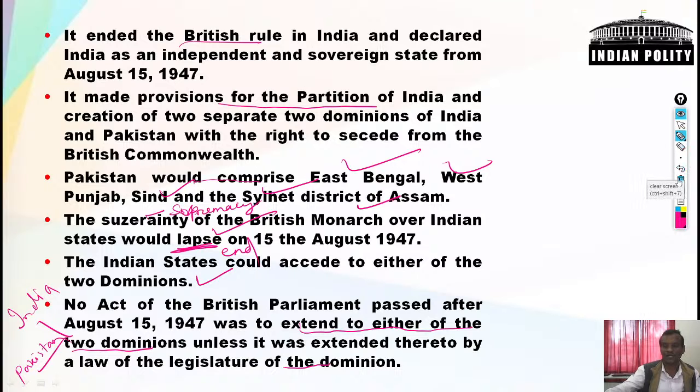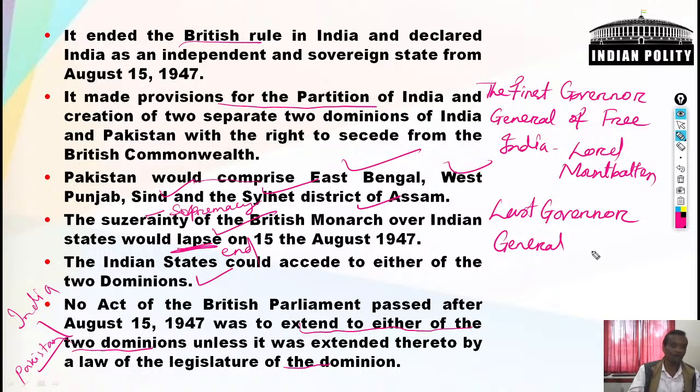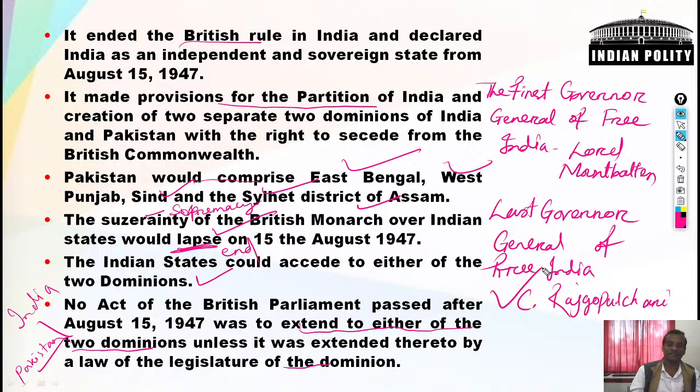And you can write also that the first Governor General of Free India was Lord Mountbatten, and the last Governor General of Free India was C. Rajgopalachari. Okay, got it. C. Rajgopalachari was the last, and Lord Mountbatten was the first Governor General of India. That is the thing about it.